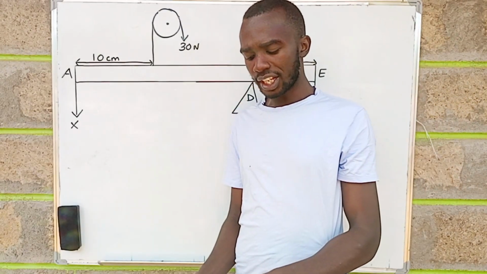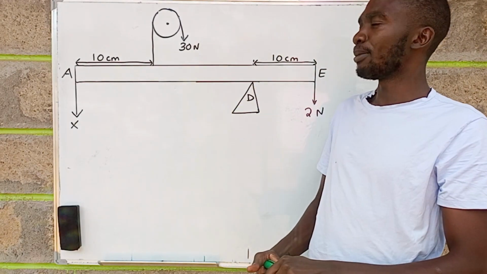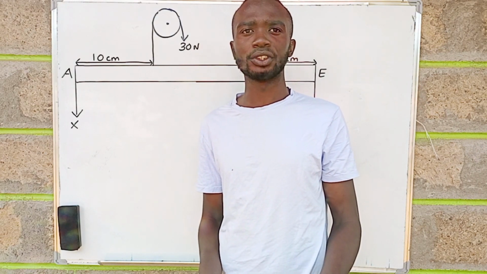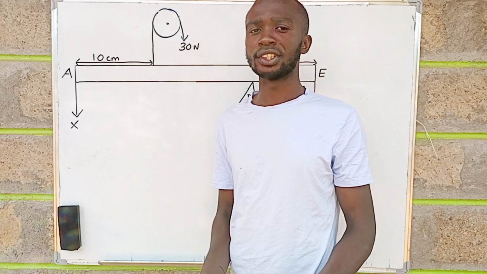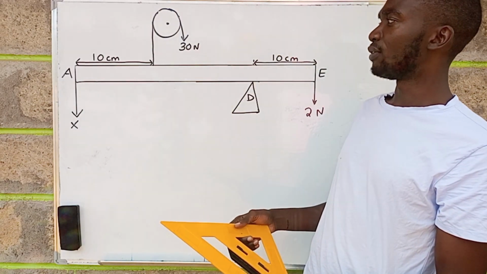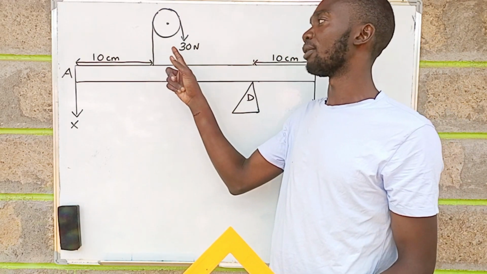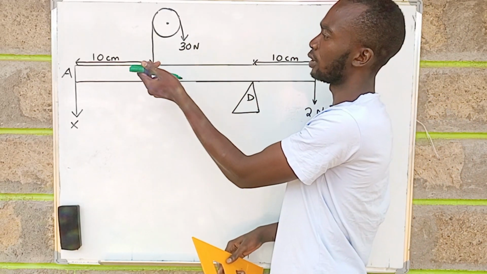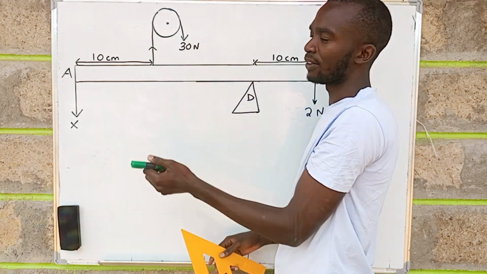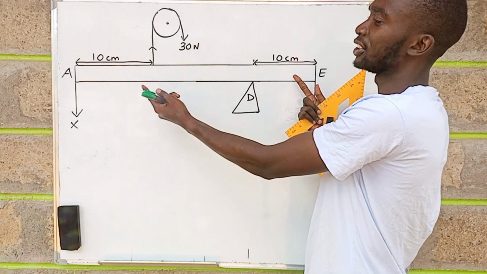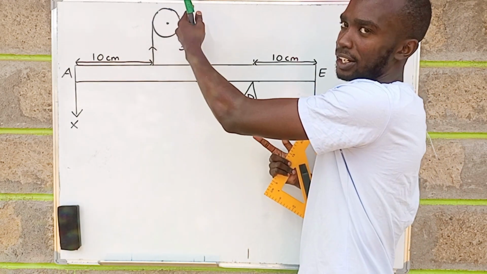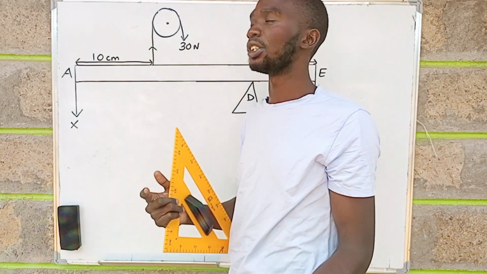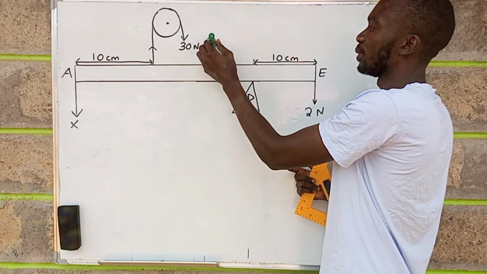Now, in this diagram, we are going to determine which forces produce the clockwise moment and which forces produce the anti-clockwise moment. When you consider the force of 30 newtons on the pulley, when the rope is pulled downwards, the rope moves upward on this other side. So now it is making the system turn in the clockwise direction. So the force of 30 newtons brings about the clockwise moment.